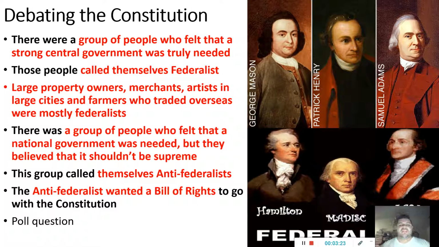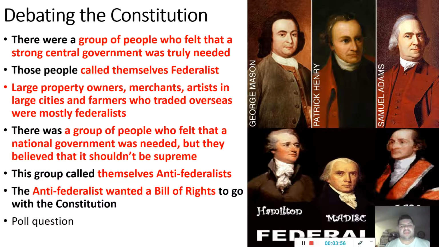Then on the flip side, you have a group who felt, we do need a government that is strong, that is powerful, but it should not be all powerful. It should not be so powerful that it tramples on the rights of citizens and tramples on the rights of states. So this group became known as the Anti-Federalists. Okay, so you got Federalists and Anti-Federalists.